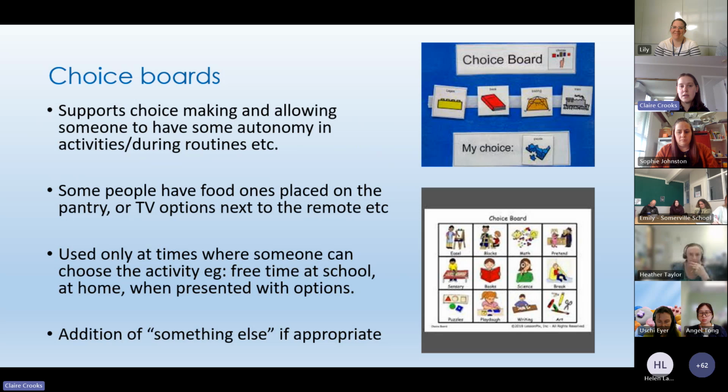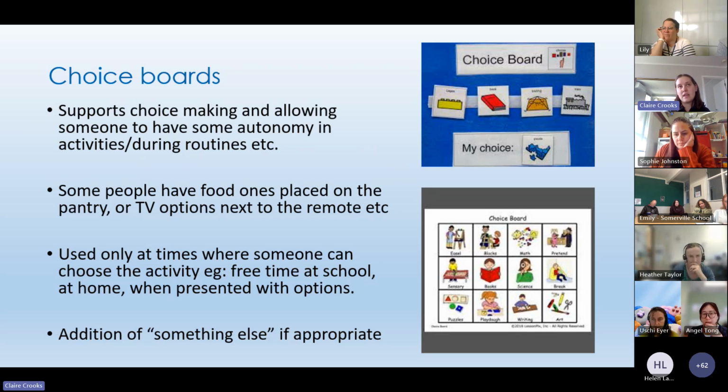Our choice boards support choice making and allowing someone to have autonomy in their activities. Some people, and for our emergent communicators, will have a choice board stuck on a fridge for food or stuck near the remote for choosing a TV show. Noting that we're using these only at a time where it's appropriate for them to have a choice, and there's that teaching in terms of now's not that time for free choice, it's this activity, so redirecting to a schedule if, for example, they got a choice board out or something like that.